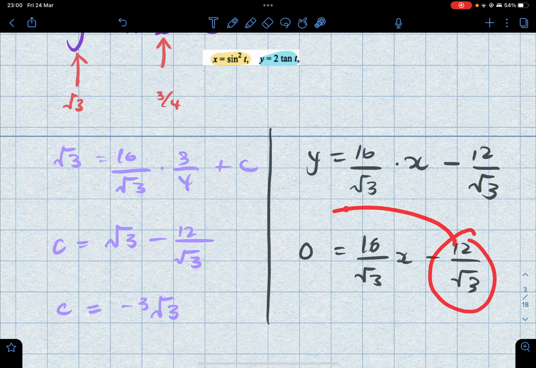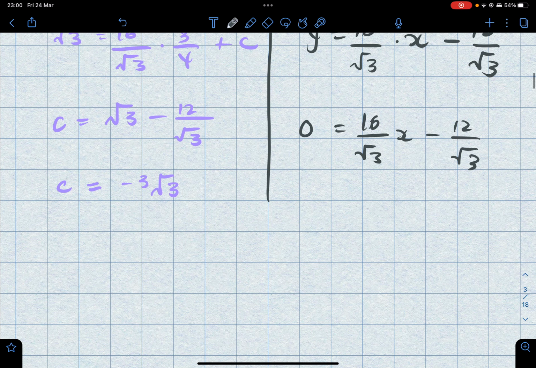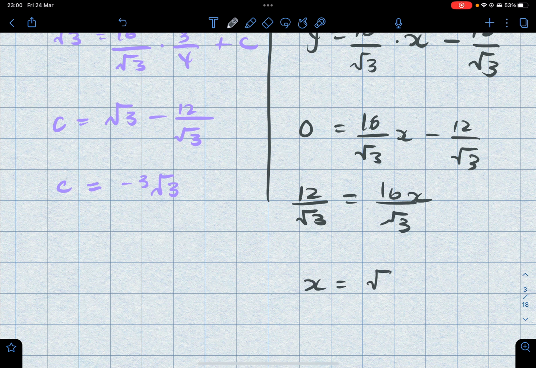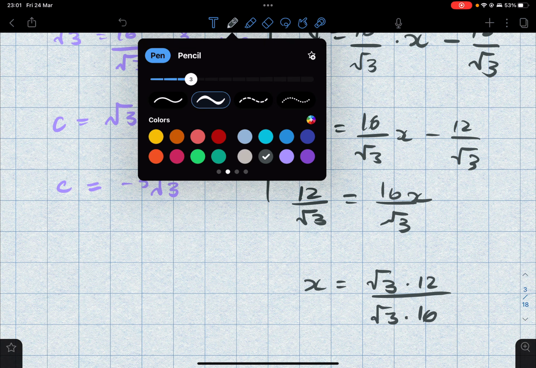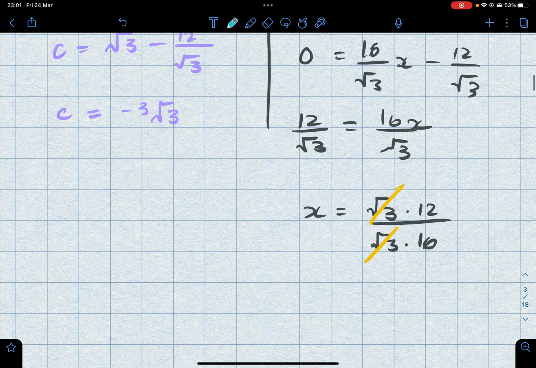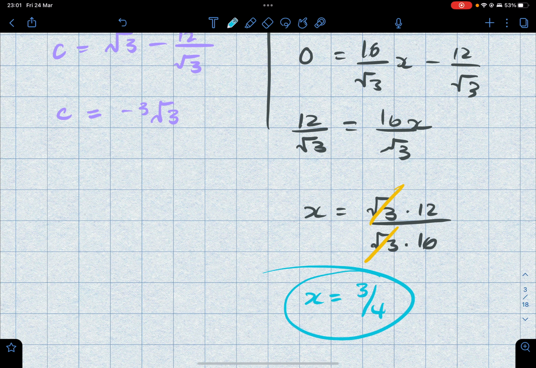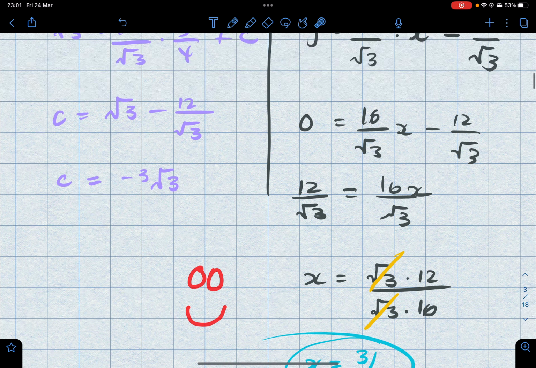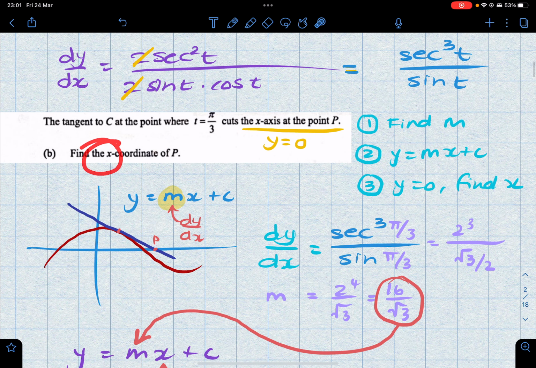So move that to the other side. 12 over root 3 equals 16x over root 3. So x equals root 3 times 12 over root 3 times 16. You can put that in the calculator, but it's basically x equals 3 over 4. So I think that's the value of the x coordinate of P.